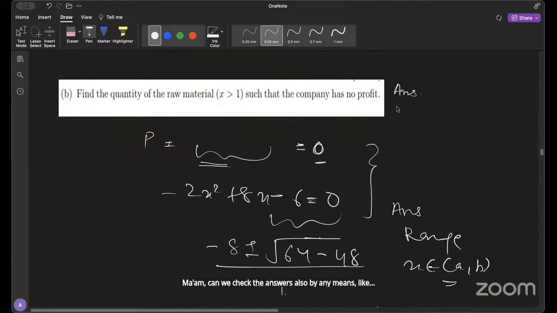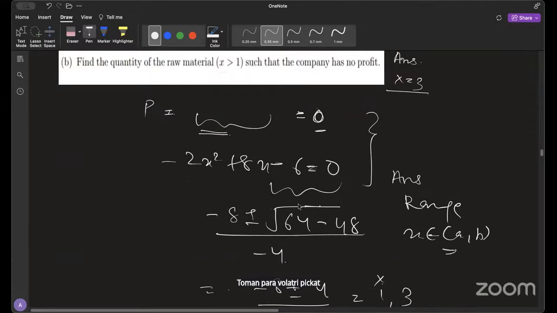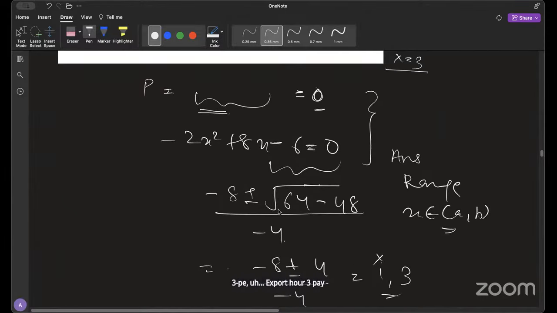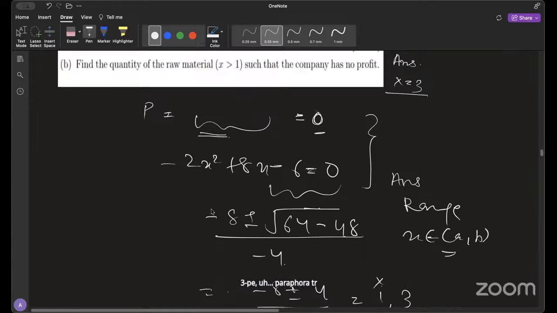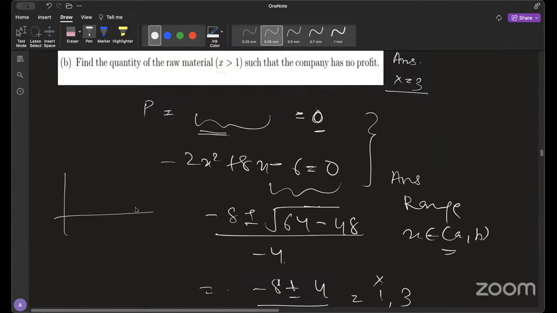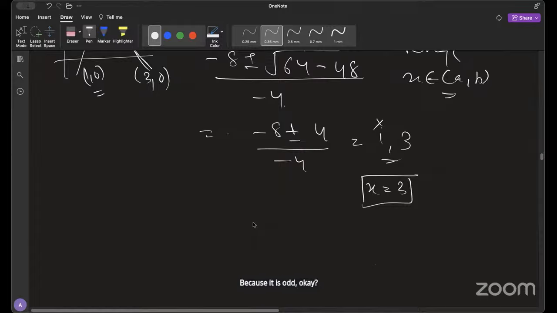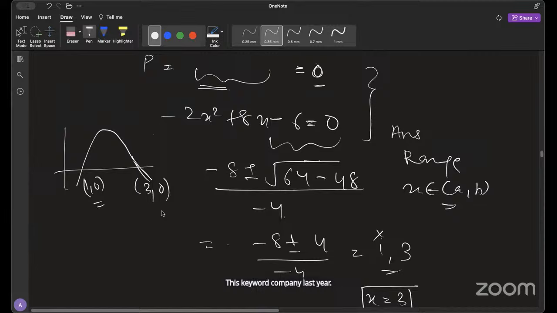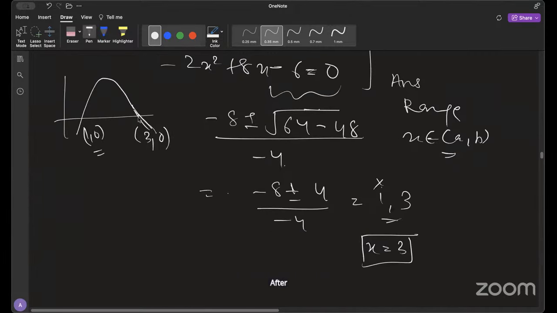Yeah. Ma'am, if the answer is 3, then ma'am, the parabola will cut at 3, which means at x equal to 3 there will be no profit. The parabola will cross it, not touch it. I said 3, it will cross here, because it is 3, 0, and it's 1, 0. After this, the company will keep making a loss. Even if you need to find the interval, it's this only: minus infinity to 1 and 3 to infinity.